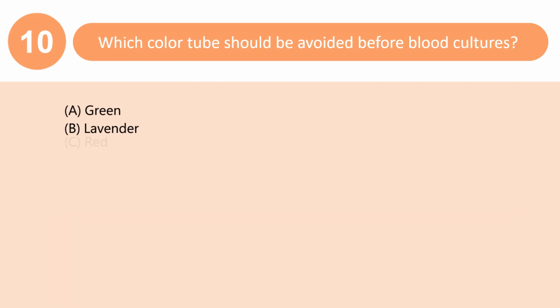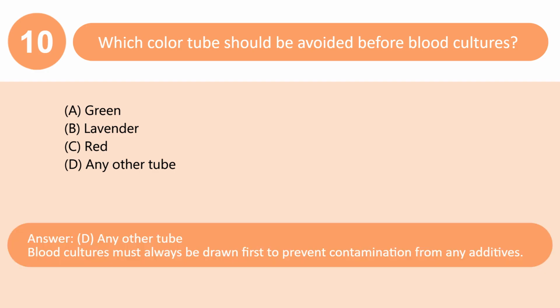Which color tube should be avoided before blood cultures? A. Green. B. Lavender. C. Red. D. Any other tube. Answer: D. Any other tube. Blood cultures must always be drawn first to prevent contamination from any additives.